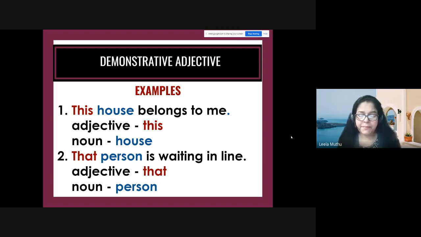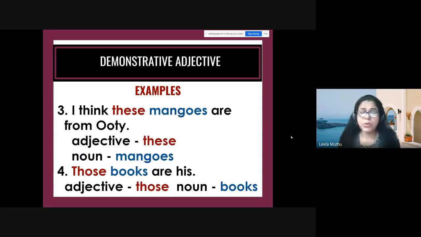That person is waiting in line. It actually answers, demonstrative answers, which noun? Which person? That person. Which house? This house. So it answers the question which. I think these mangoes. Which mangoes? These ones. These mangoes are from Uti. Which books? Those books are his. So as you can see, these adjectives, this, that, these, those, such, and certain, they come before a noun.